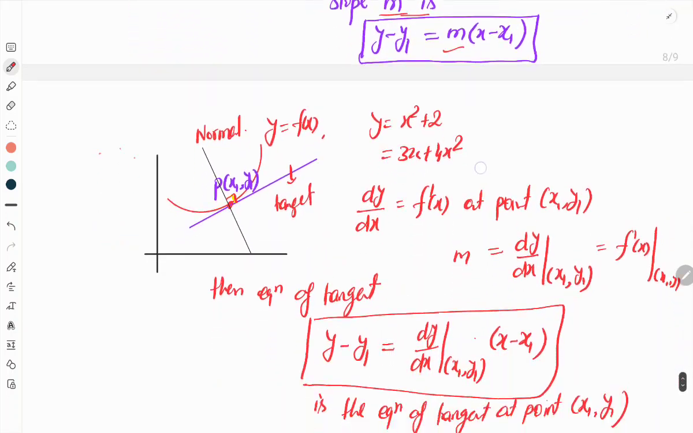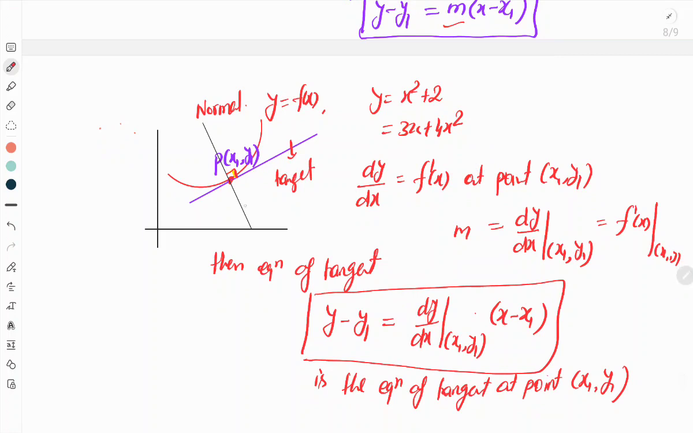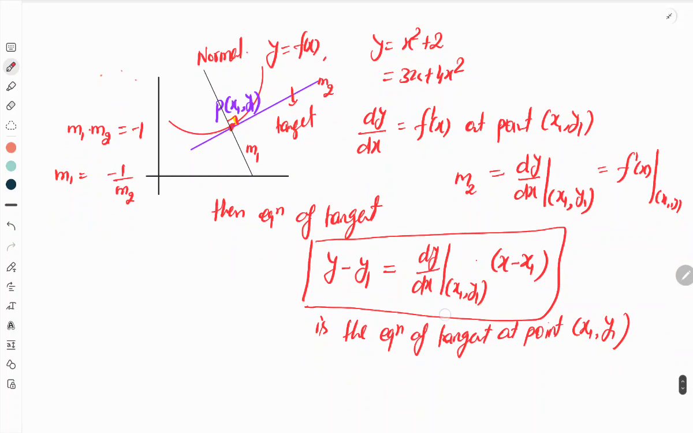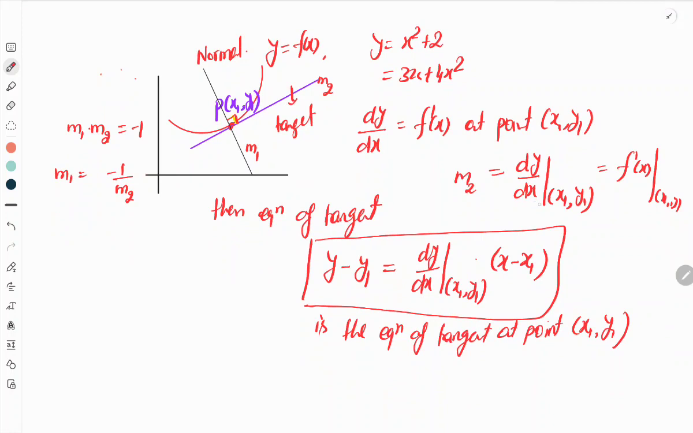If two lines are perpendicular to each other, say with slopes m1 and m2, then the product of their slopes is equal to minus 1, so m1 times m2 is equal to minus 1. So m1 becomes minus 1 upon m2, where m2 is the tangent slope, which is dy by dx at the point (x1, y1). So m1 is minus 1 upon dy by dx at (x1, y1). This is called the slope of the normal.